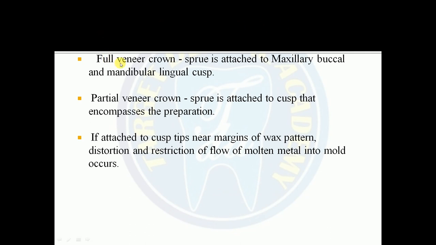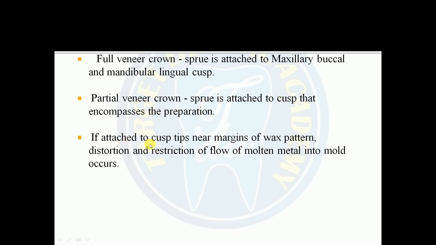So basically it is using the full veneer crown. In this, the sprue is attached to the maxillary buccal and the mandibular lingual cusp, very important to remember. And in the partial veneer crown, the sprue is attached to the cusp that encompasses the preparation. So in the full veneer crown, the sprue is attached in the maxilla to the buccal cusp, and in the mandibular to the lingual cusp. In the partial veneer crown, the sprue is attached to the cusp that encompasses the preparation.